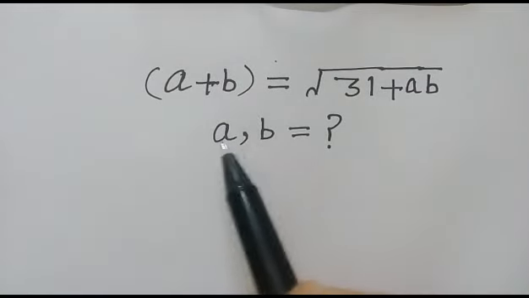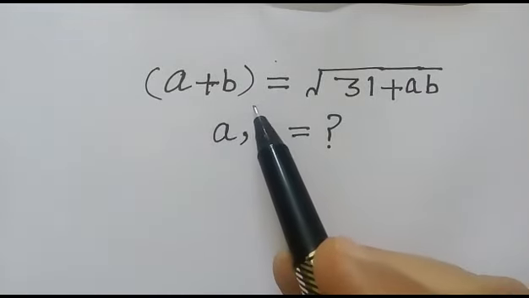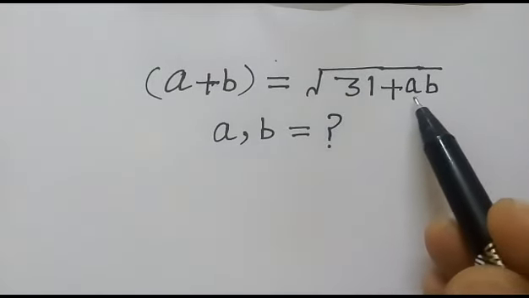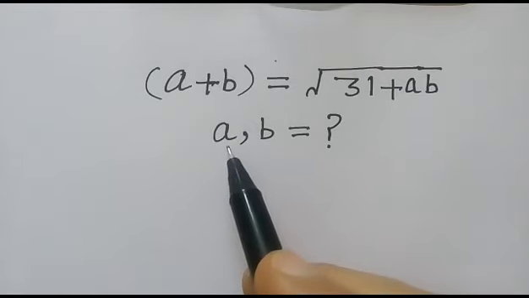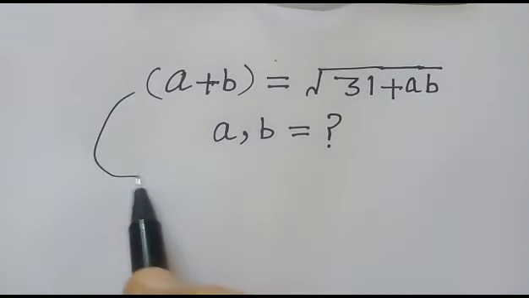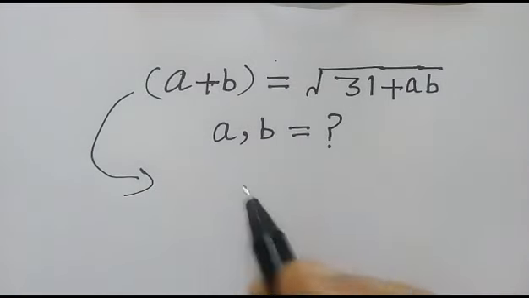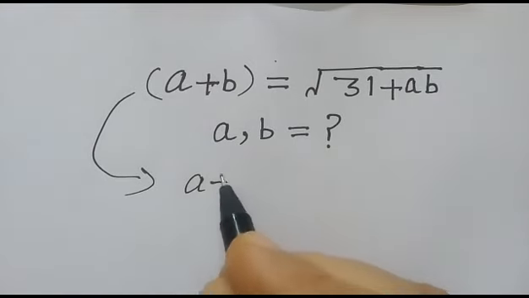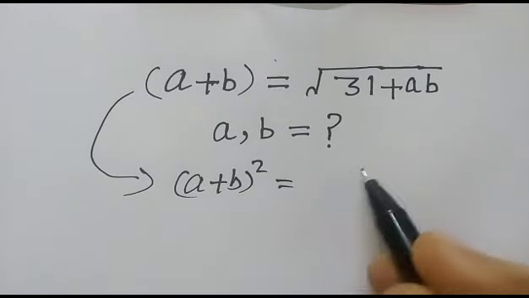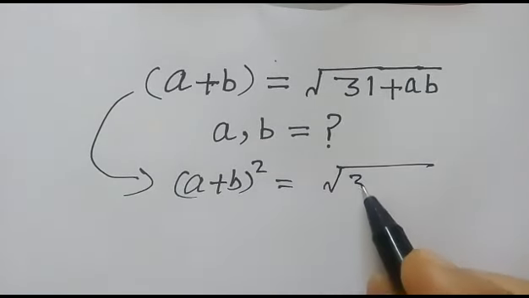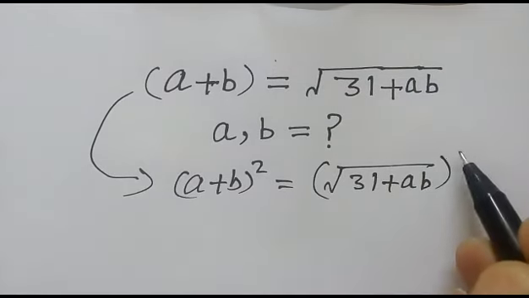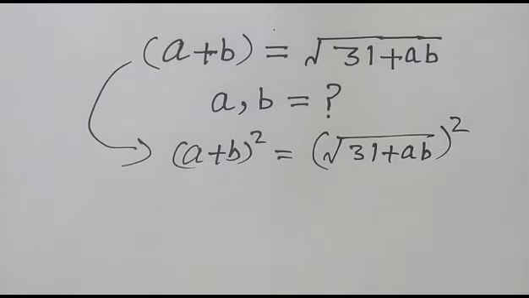Hi friends, we have been given the equation a plus b is equal to the square root of 31 plus ab. We have to find the values of a and b, right? So first, squaring on both sides: (a plus b) whole square is equal to (square root of 31 plus ab) whole square, right?